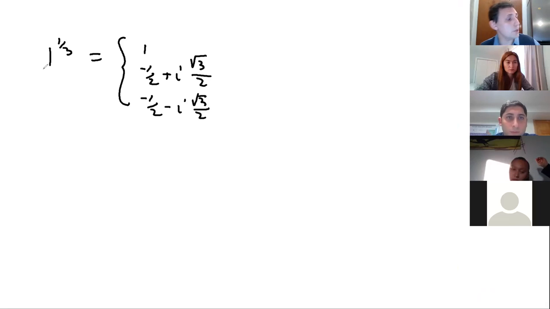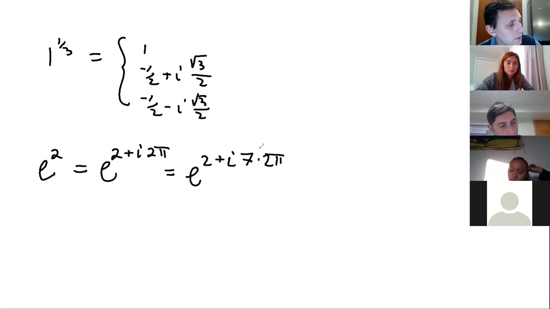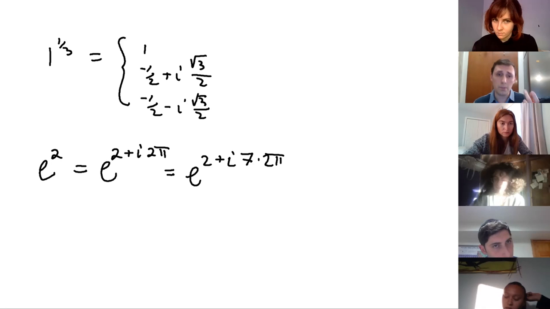So you have this situation, but you also have the situation that, for instance, if you take e squared, it will be the same as e to the power of two plus i two pi. And in fact, it would be the same as e to the power of two plus i multiplied by seven times two pi, for instance, right? So exponential powers are not unique. The exponential powers that produce the same number are not unique once you are stepping outside of real numbers.